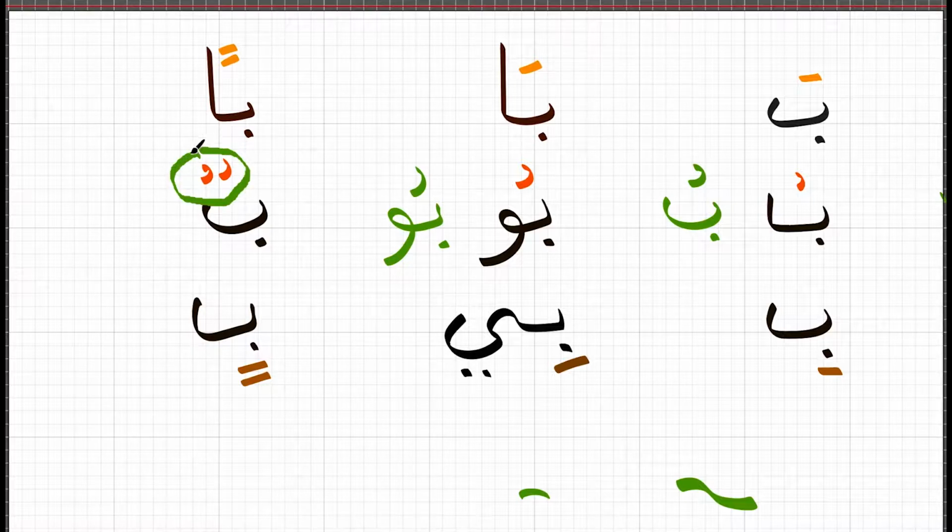These two here are called fathatan, which means two of these fatha. This one is the same thing. These are called dammatan, which means two of this guy, damma. The sound this sign makes is un. This is n, and this is un. So it becomes, very good, bun.